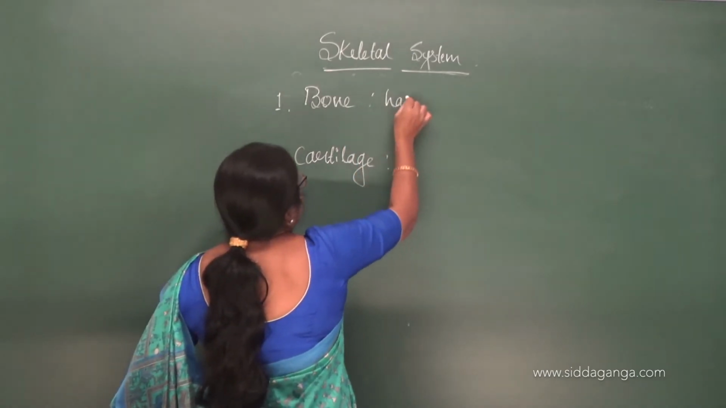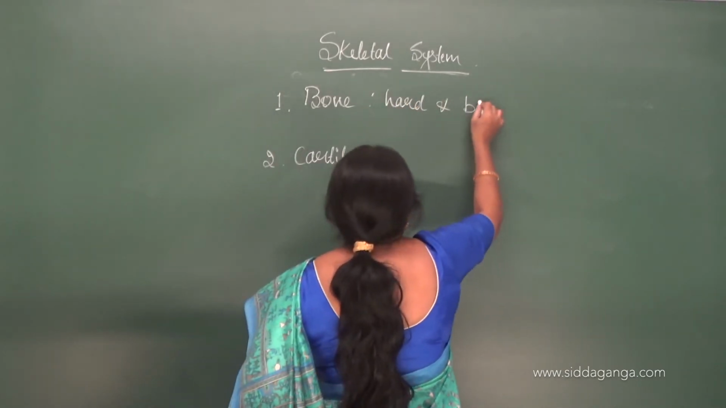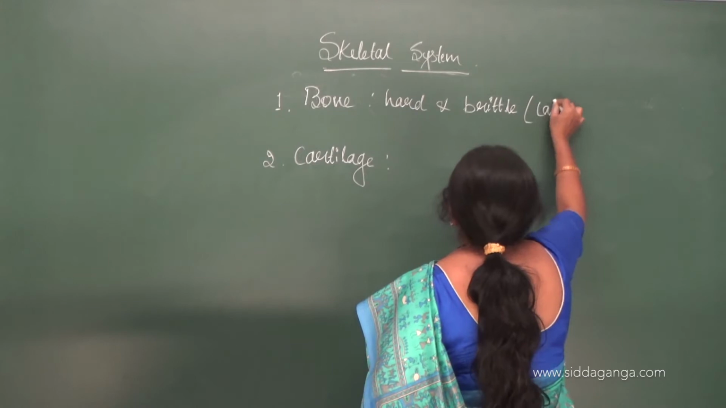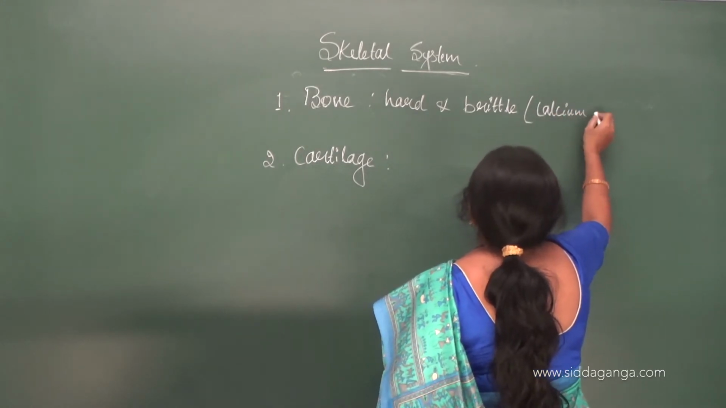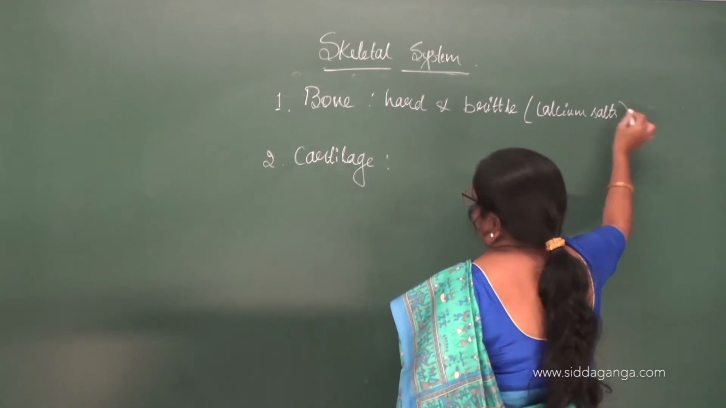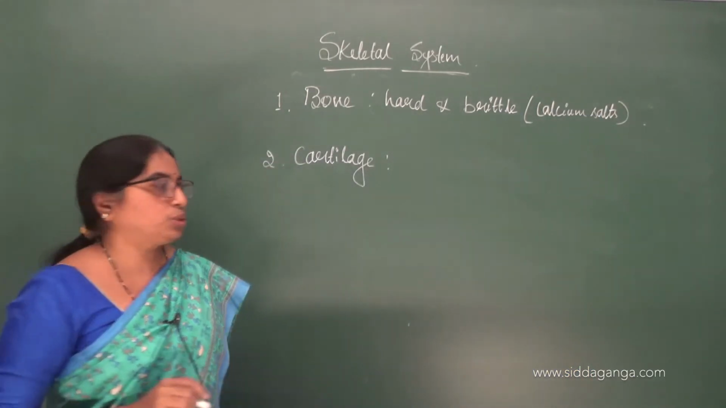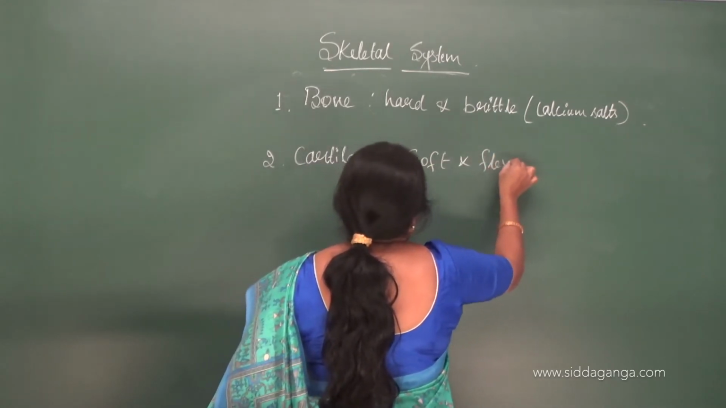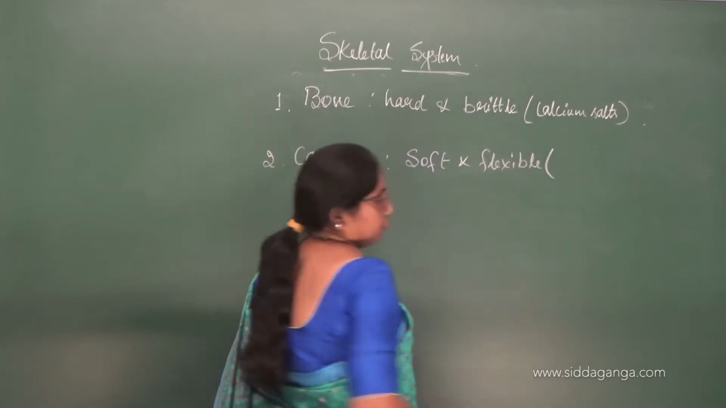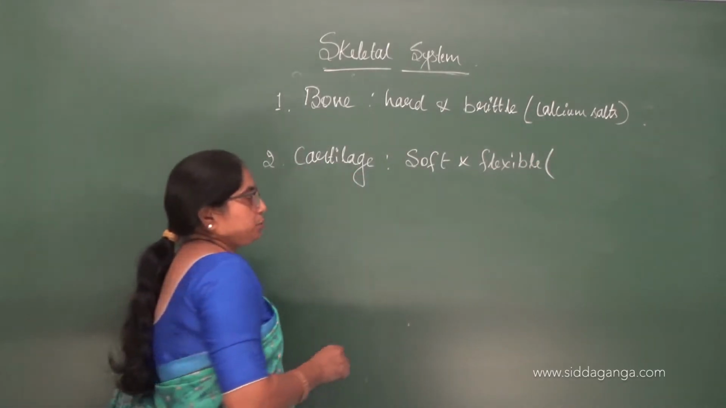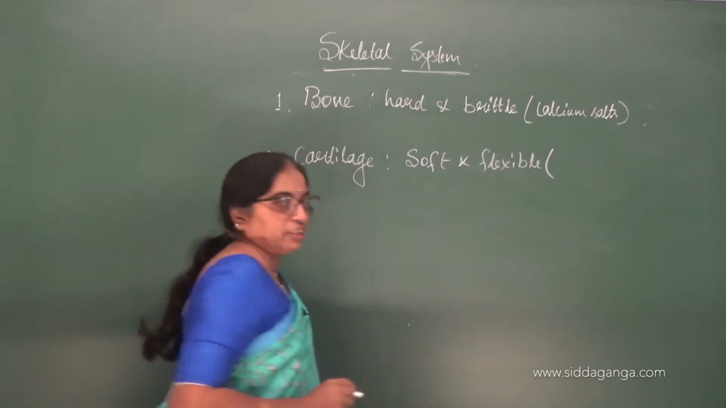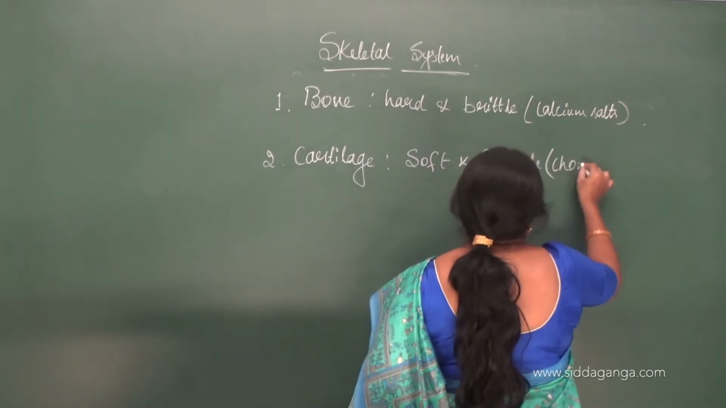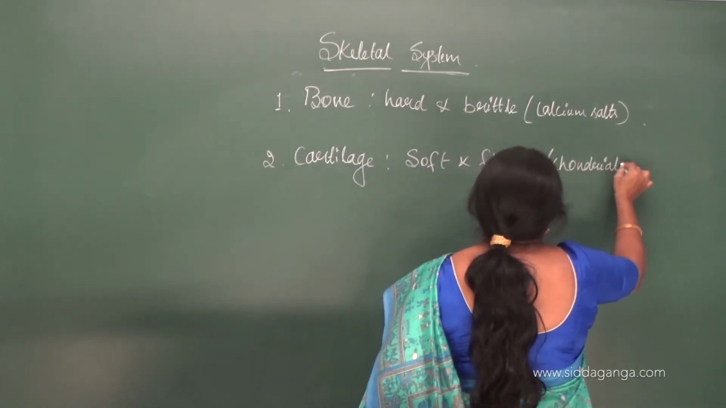Bone is hard and brittle, and the matrix is made up of calcium salts. Whereas cartilage is soft and flexible. It helps in the attachment of different bones. It is soft and flexible because it is made up of chondroitin salts.